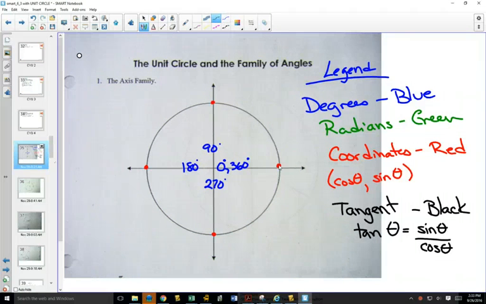And now we'll do the same thing with radians. Well, this is 0 radians, or if you went all the way around, it would be 2 pi. 90 degrees is pi divided by 2. 180 degrees is pi. And 270 degrees is 3 pi over 2.